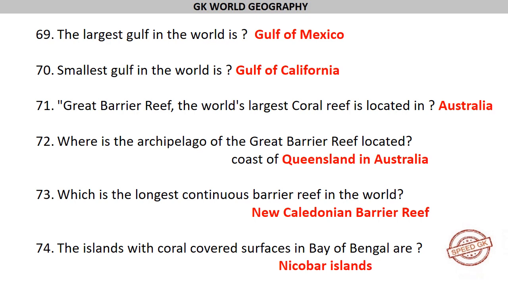Great Barrier Reef, the world's largest coral reef, is located in Australia. Where is the archipelago of the Great Barrier Reef located? Coast of Queensland in Australia. Which is the longest continuous barrier reef in the world? New Caledonian Barrier Reef. The islands with coral-covered surfaces in Bay of Bengal are Nicobar Islands.